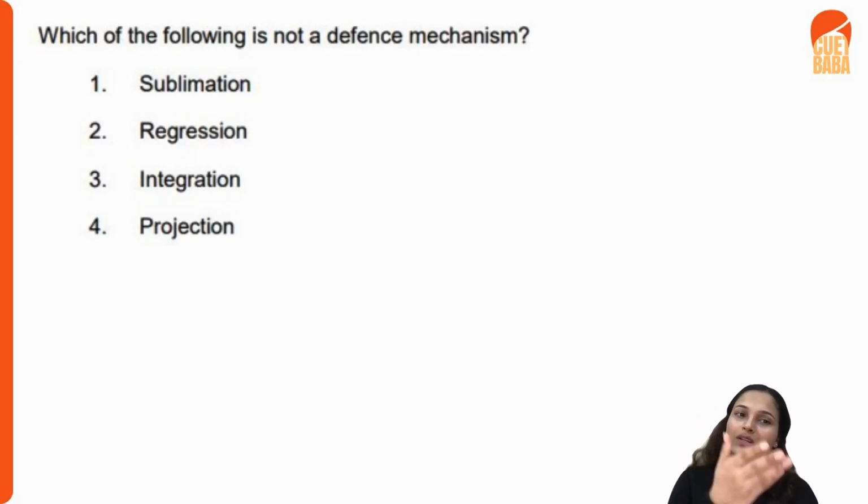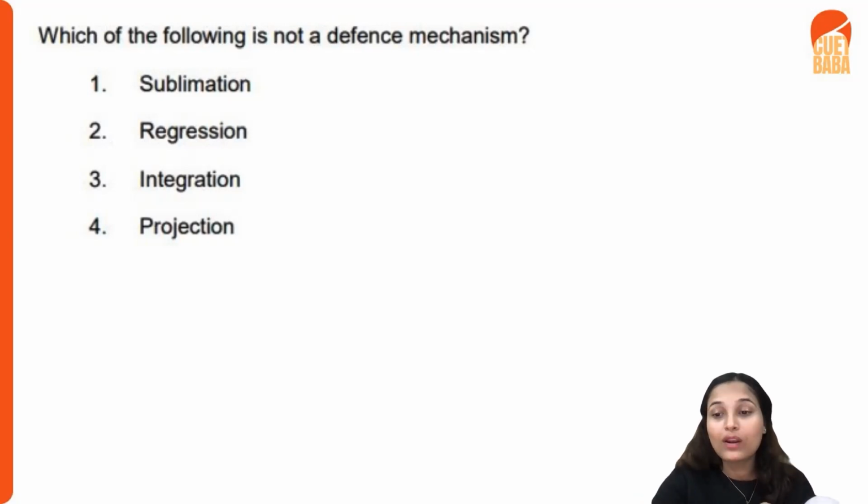So which one is wrong? Which one is the odd one out over here? Integration is your odd one out. It's not a form of defense mechanism. Sublimation, regression, and projection are defense mechanisms. Sublimation, I hope you all know. Regression and projection we all know, right?